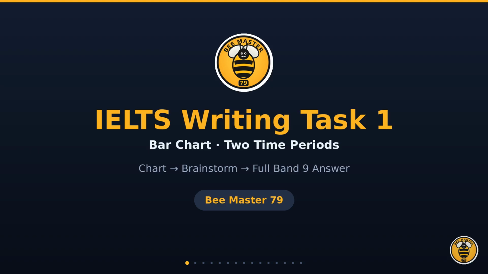In this lesson, we take one IELTS Writing Task 1 bar chart all the way from a blank page to a complete Band 9 model answer. You will see the chart, the brainstorming, the paragraph plan, and every sentence of the writing.